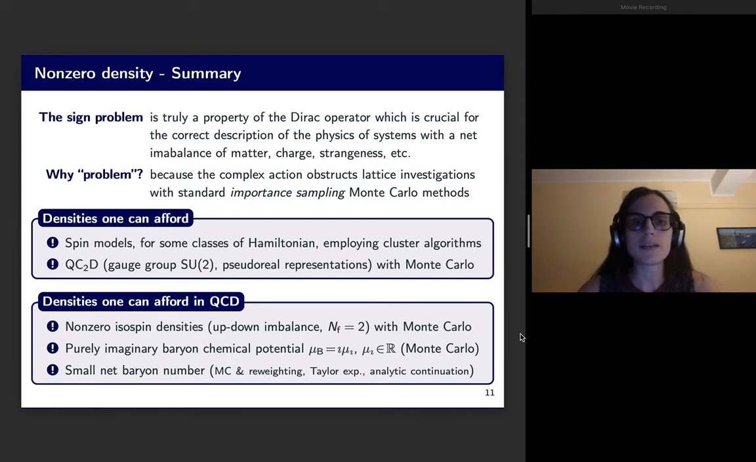And also purely imaginary baryon chemical potential was mentioned, where we again have reality and positivity, and that is also a topic we will discuss. Small net baryon number must be tackled with Monte Carlo combined with some more sophisticated tools, which we are also going to discuss, such as reweighting, Taylor expansion, or analytic continuation.